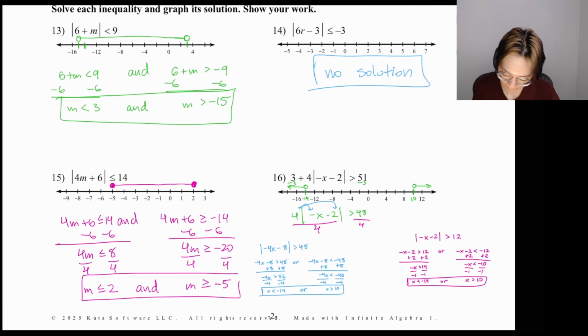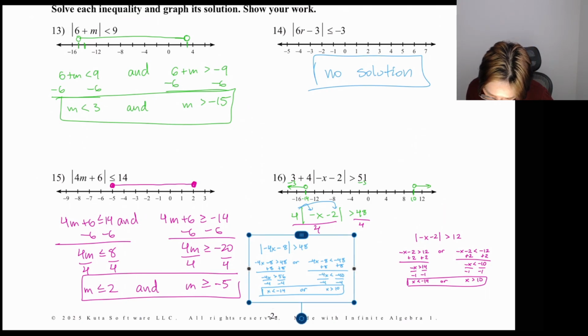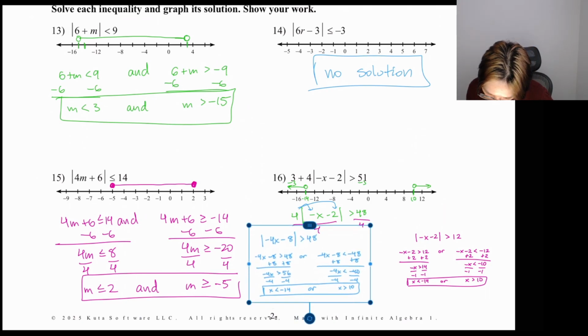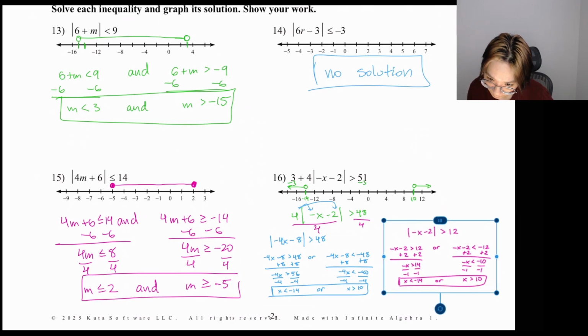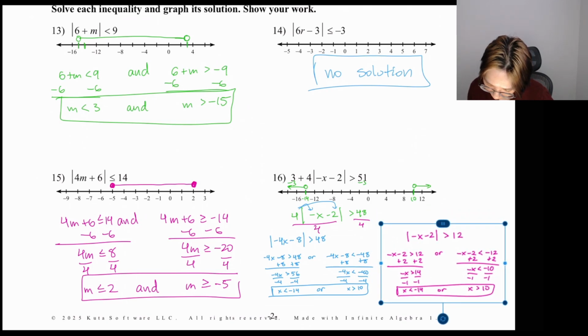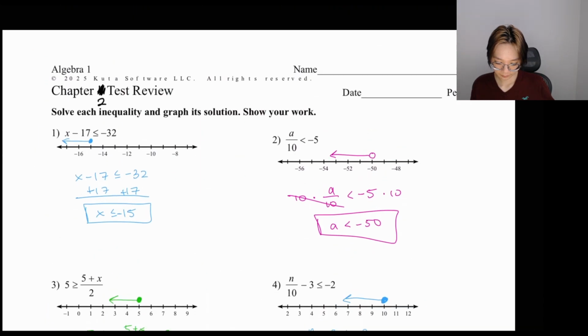I wrote that a lot smaller than I needed to. So let's just make this a little bit bigger. Move it over. Let's make this a little bit bigger. There we go.